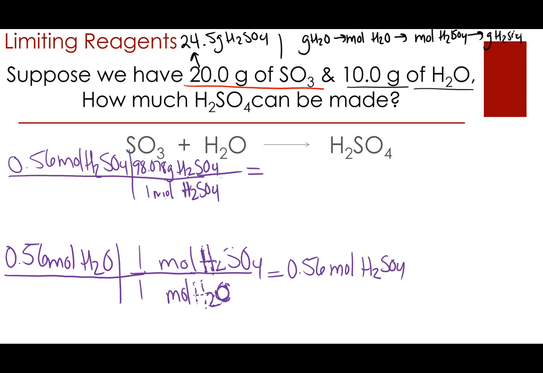So 0.56 times 98.078, and we can make 54.9 grams of H2SO4. Okay. That's step 2. Step 1, start with SO3, go to our product. Step 2, go from water to our product. Now the last step is to compare the two.